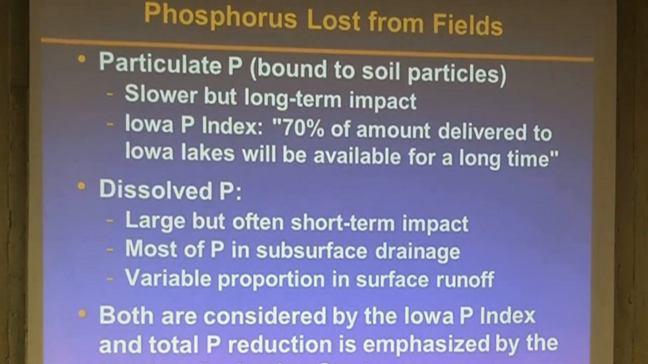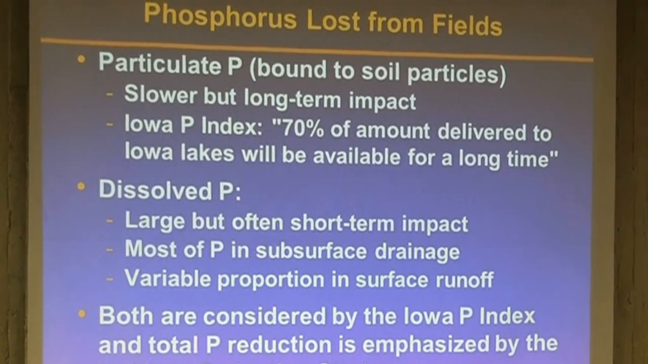the receiving water. In Iowa, when we put together the index many years ago, we have this sentence that says that about 70% of the particulate P delivered to Iowa lakes will be available for a long time. Then we have the dissolved phosphorus, which has different forms, but has a large but often short-term impact on water quality, again depending on the hydrology of the receiving water.